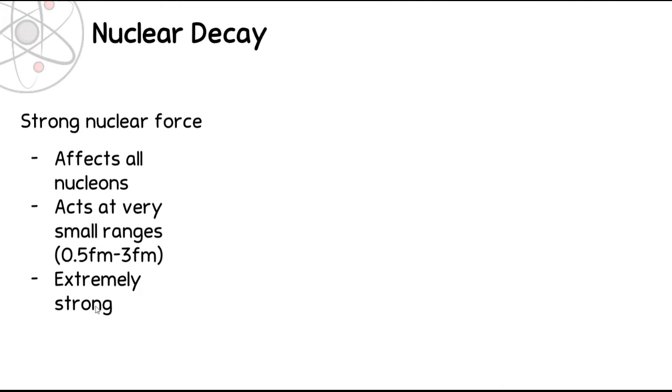Okay, so in this video we're going to be talking about nuclear decay. In the last video we talked about the strong nuclear force, so I'm just going to recap that quickly. We talked about how the strong nuclear force was an attractive force between a certain very small range. We talked about how it affects all nucleons, and we talked about how it was extremely strong. So there are those three properties there, and the range that it's acting between at its strongest is 0.5 femtometers and 3 femtometers, and that will be important in a minute.